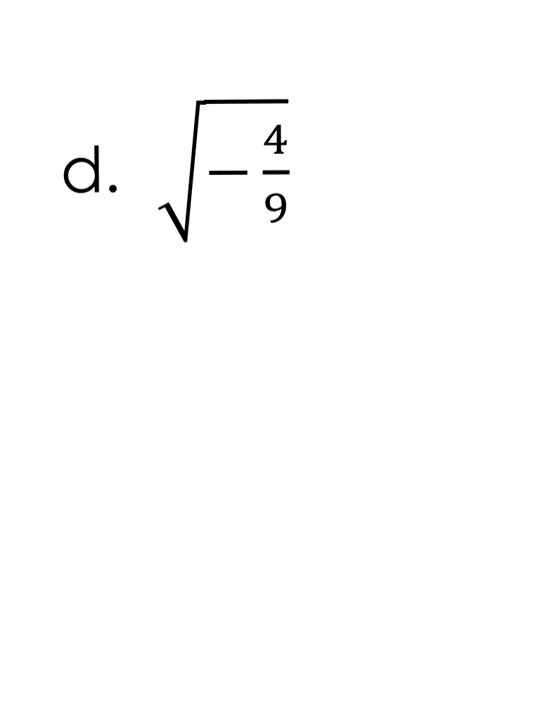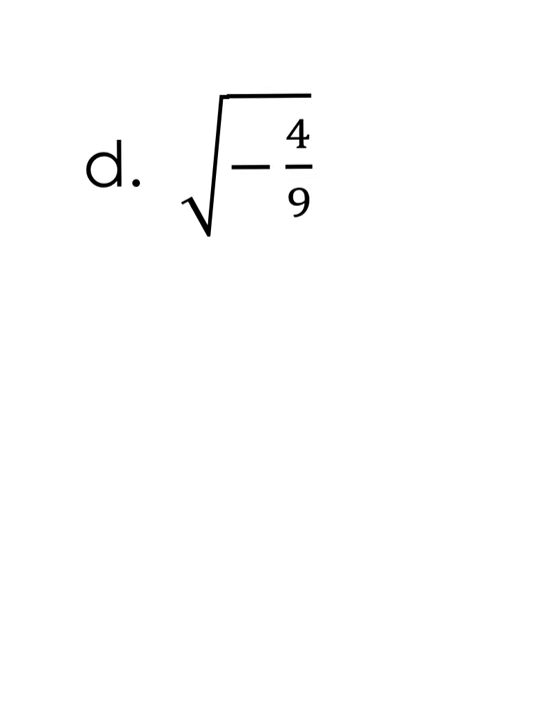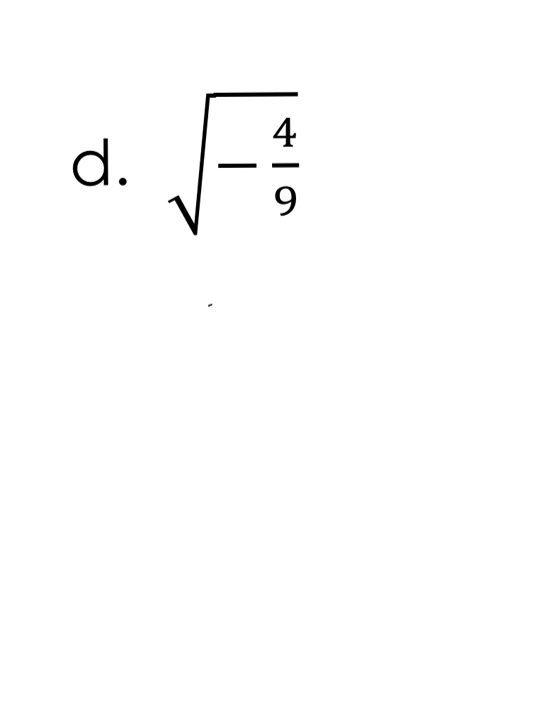Okay, so here we have a fraction, a math teacher's best friend. But what's the square root of negative 4 over 9? Square root of 4 is 2. Square root of 9 is 3. So you're going to say 2 over 3, throw an i there, and throw your plus or minus in front. And that's it.